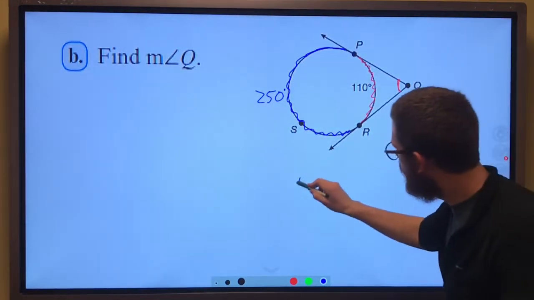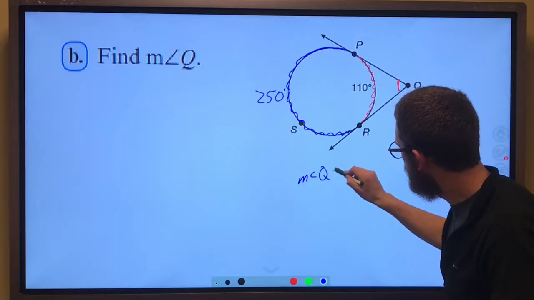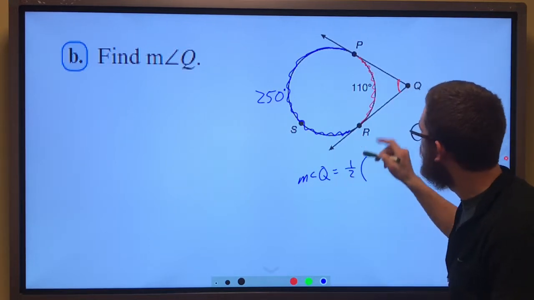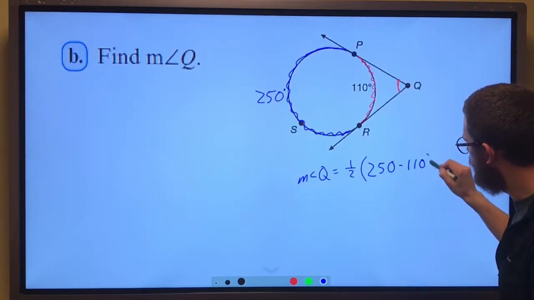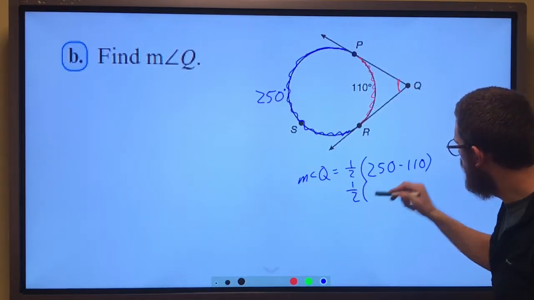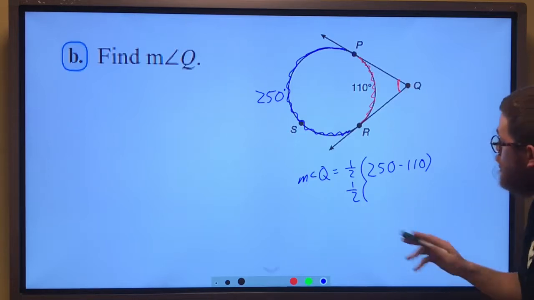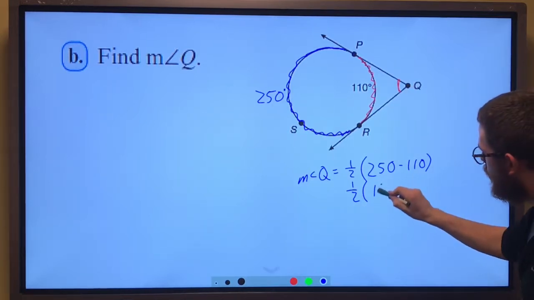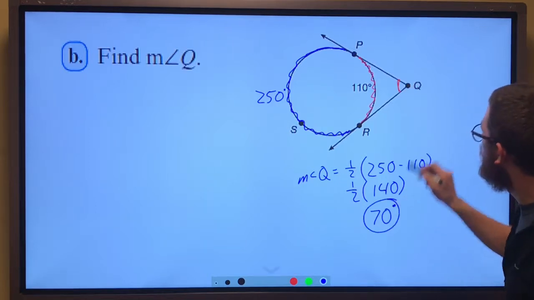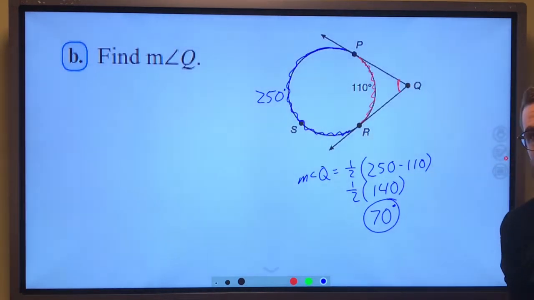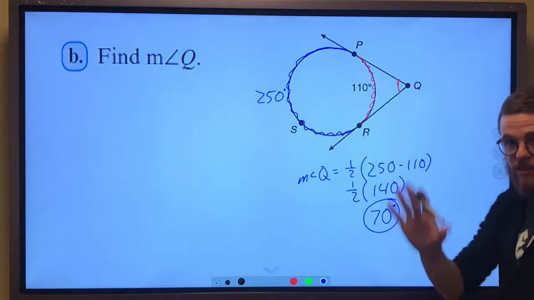Well, I know the measure of angle Q is going to be half the difference of the two arcs that it creates. 250 minus 110 is 140. Half of 140, 70 degrees. The measure of angle Q must be 70 degrees.